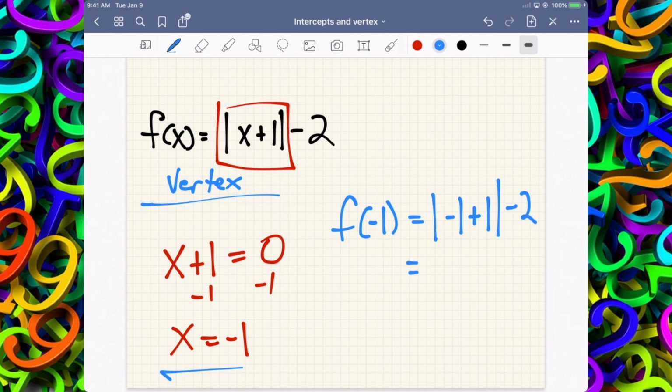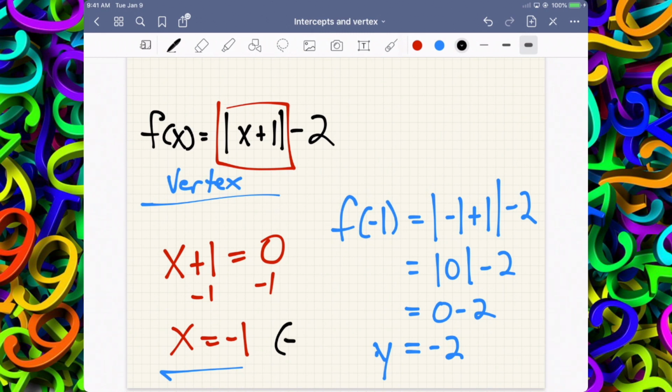So -1 plus 1 is 0. The absolute value of 0 is just 0. And 0 minus 2 is -2. So we end up getting that y equals -2. And we're just going to put both of our answers together for x is -1 and y is -2. And here is the coordinate pair for our vertex.